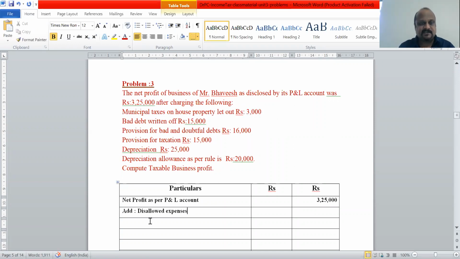So the first one is municipal tax on house property. This is not allowed. So we have to add it back to our profits. Add it back to our profits. So we are adding all this.